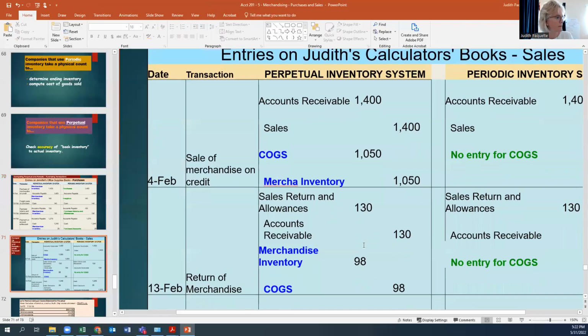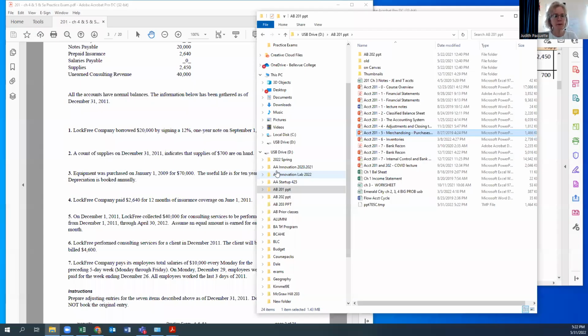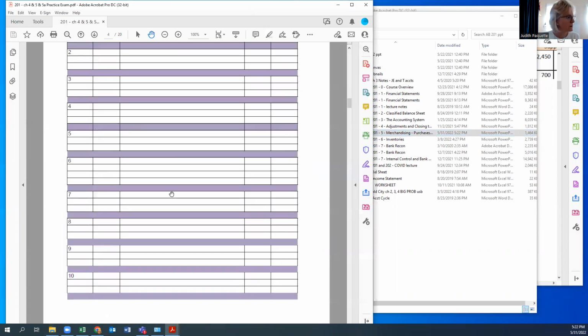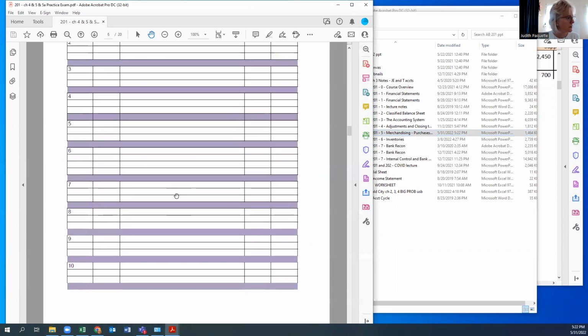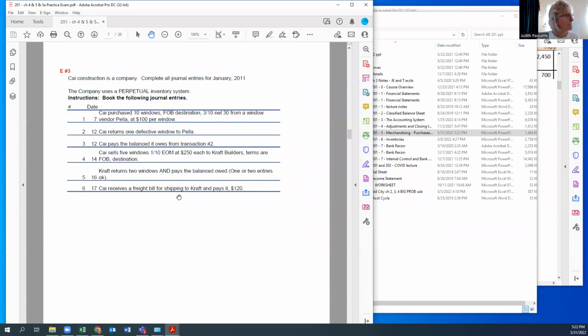All right. So let's take a quick look at the practice exam and see if there are any particular questions on perpetual and periodic that you guys have. All right. So let's look. A lot of closing journal entries. Here we go. Exercise 3.